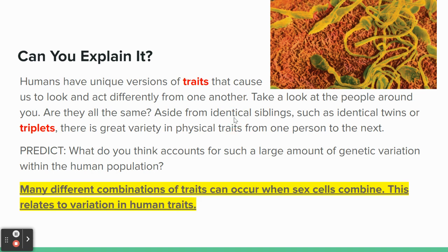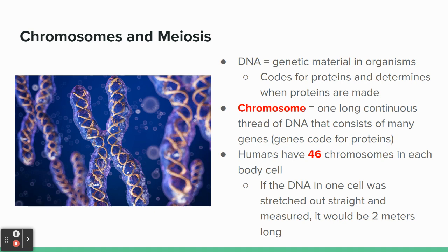So, many different combinations of traits can occur when sex cells combine. This relates to variation in human traits, and that gives rise to how siblings look different, and parents and children look different, and the whole population looks different.